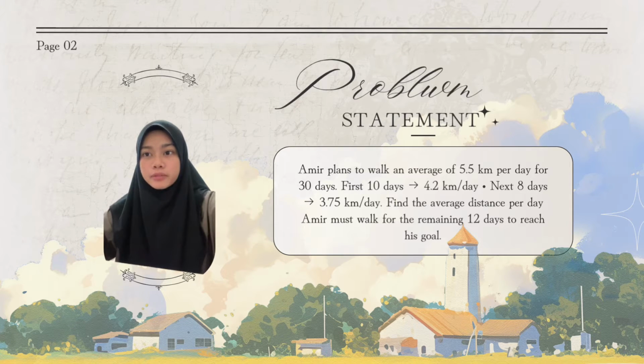The problem given is about Amir's walking plan for a month. Amir plans to walk an average of 5.5 km per day for 30 days. Then, in the first 10 days, he walked an average of 4.2 kilometers per day. Then, in the next 8 days, he walked an average of 3.75 kilometers per day. From this information, we need to find the average distance Amir must walk during the remaining 12 days in order to reach his target average. This problem is suitable for the working backward strategy because the final goal and part of the data are already known.